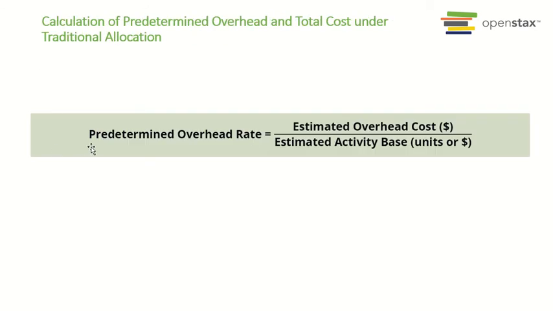So let's look at this predetermined overhead rate. It's the estimated overhead cost divided by the estimated activity base. So depending on what kind of base it is, it could be either units or dollars.